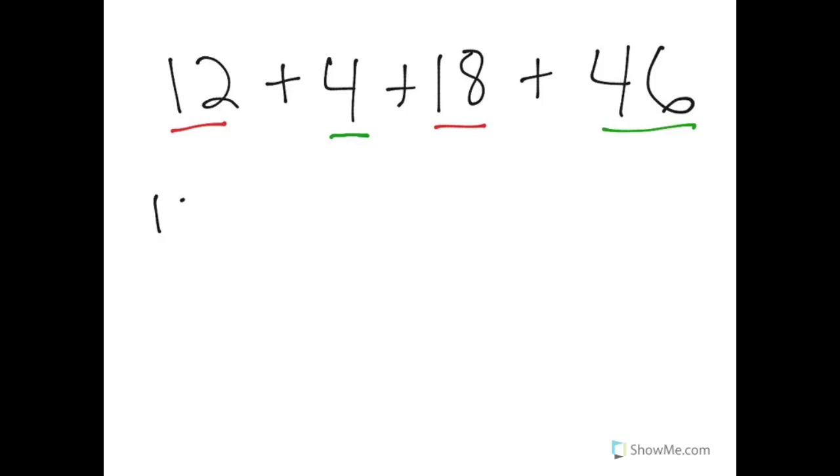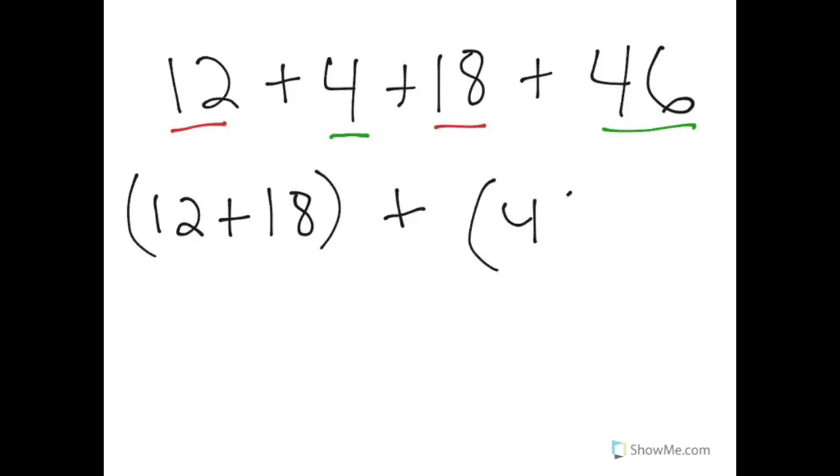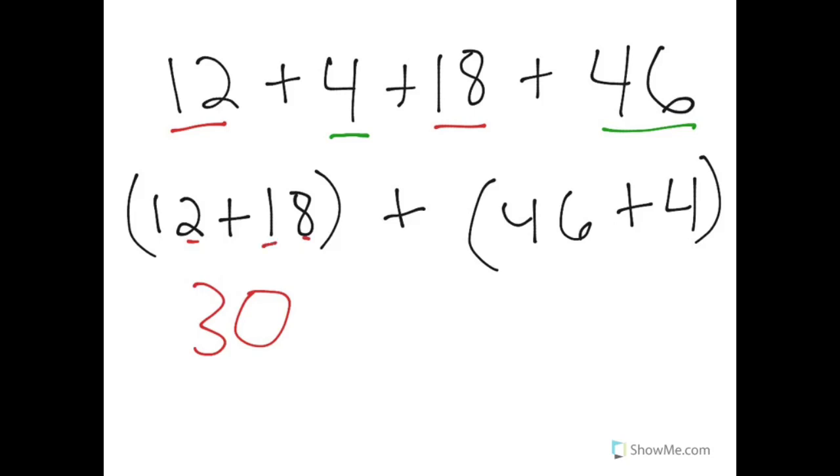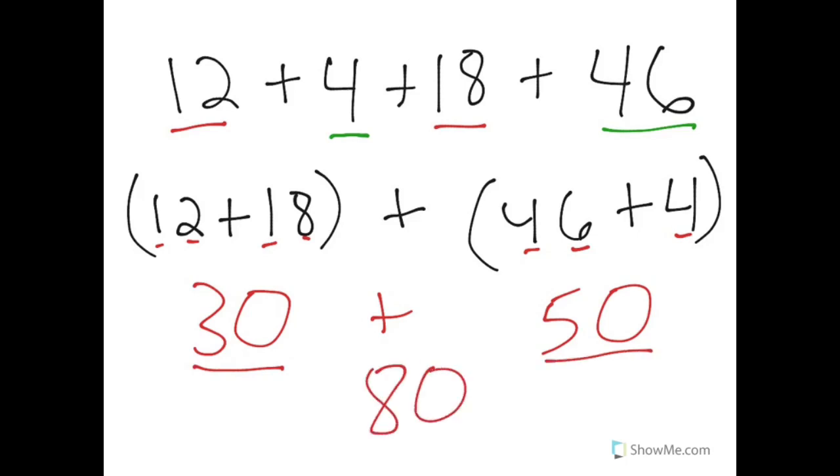So I'm going to rewrite this as 12 plus 18, and then grouping that together, plus 46 plus 4, and I'm grouping that together to make it a little bit easier. 12 plus 18 I know is 30 because the 8 and the 2 give me a 10, and then I have 2 more 10s. So I've got 30 plus, well, the 6 and the 4 give me a 10, plus my 40. 46 plus 4, obviously we know is 50. And then instead of having to do all that math in order, I've got a really easy math problem now. 30 plus 50 gives me 80.